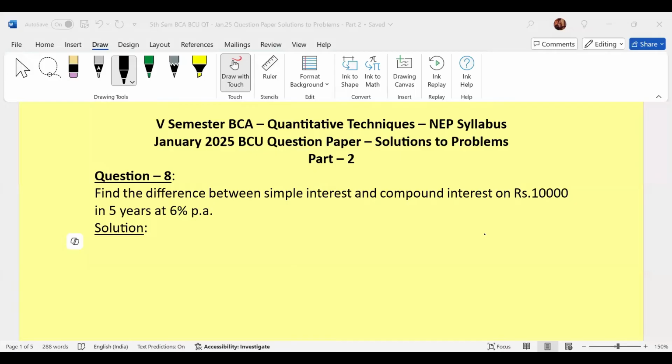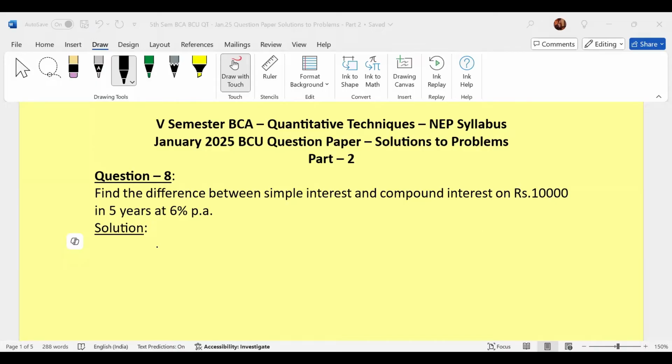Hello everyone. This is in continuation to the question paper of January 2025 of BCU for 5th semester BCA. The subject is Quantitative Techniques. We are solving the question paper related problems. This is part 2. Question number 8.